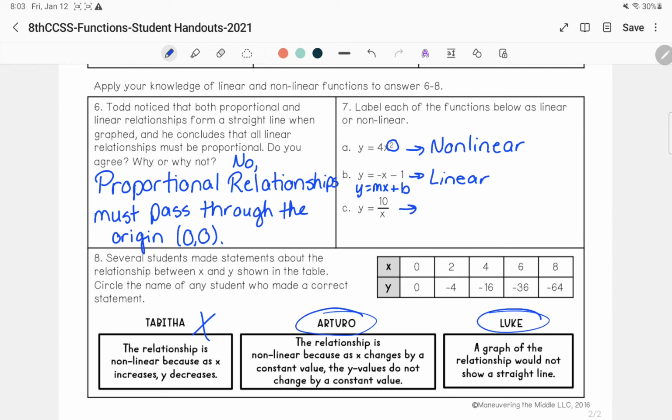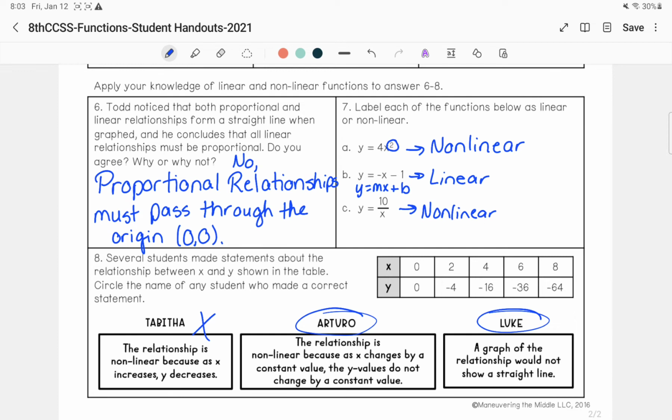And then C, we have 10 divided by x. So this is going to be nonlinear because my x is in the denominator. This is going to look just like number 5 at the top of this page.